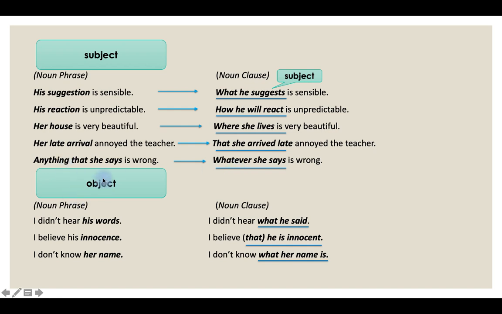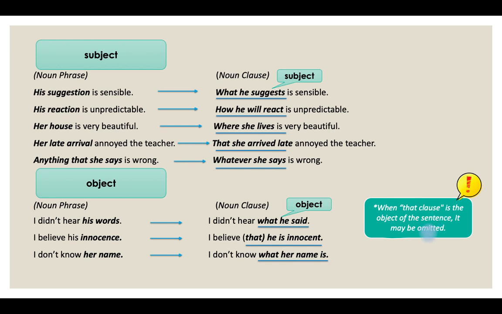What about the object position? Again, on the left, we have noun phrases, and on the right, we have sentences with noun clauses. I didn't hear his words. I didn't hear what he said. I believe his innocence. I believe that he is innocent. I don't know her name. I don't know what her name is. These are the objects of the sentence. The position is like this.